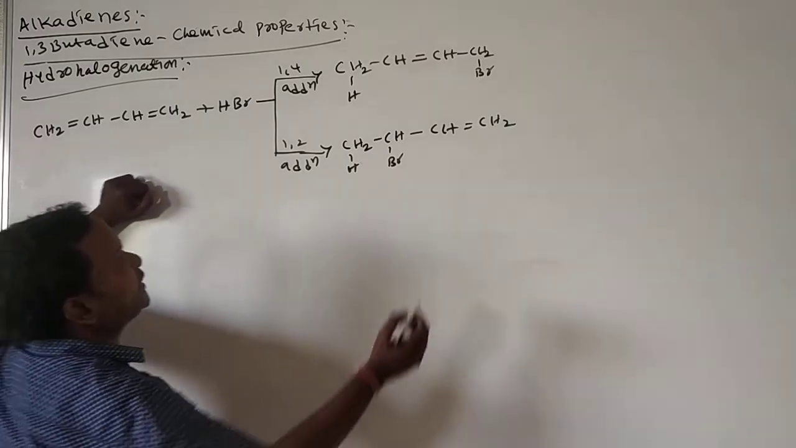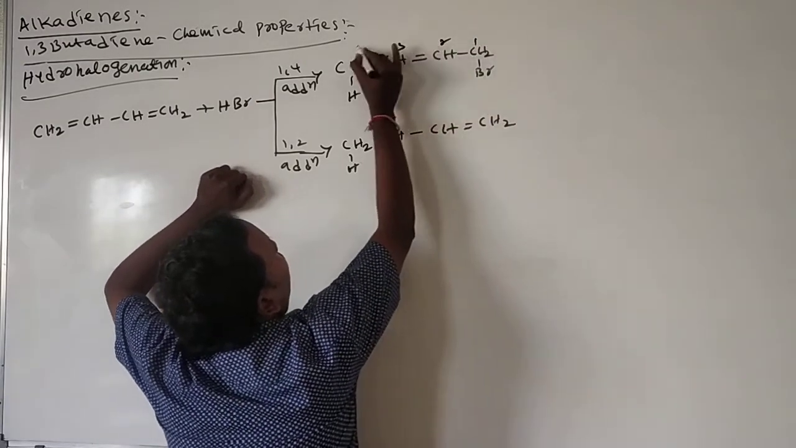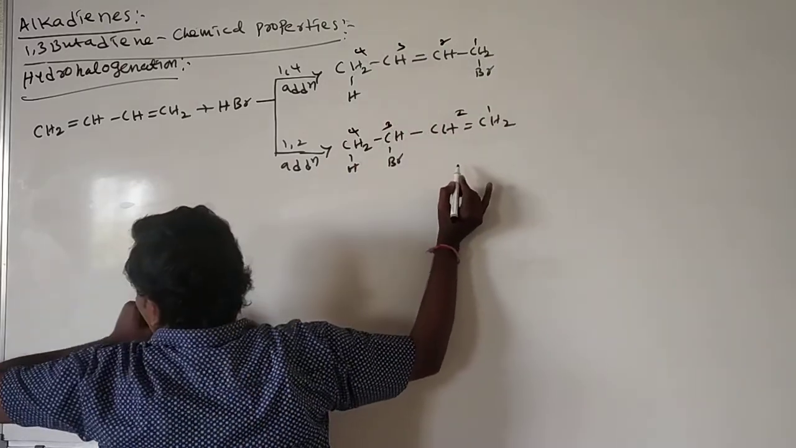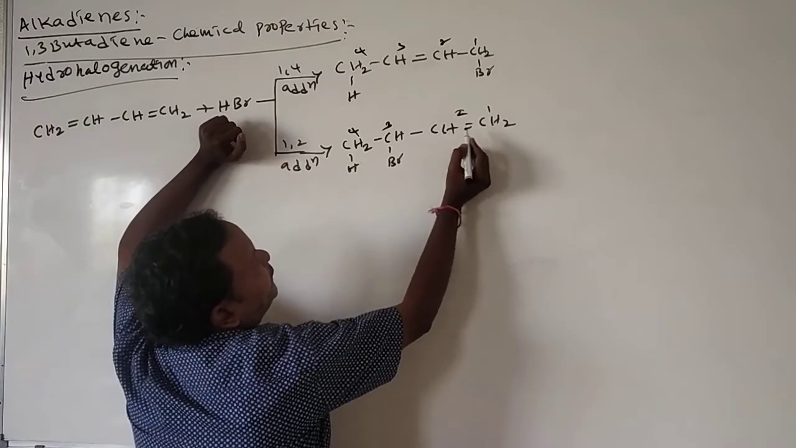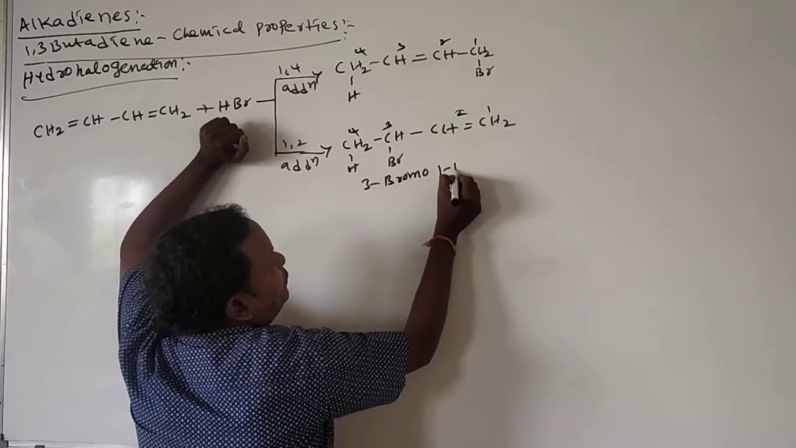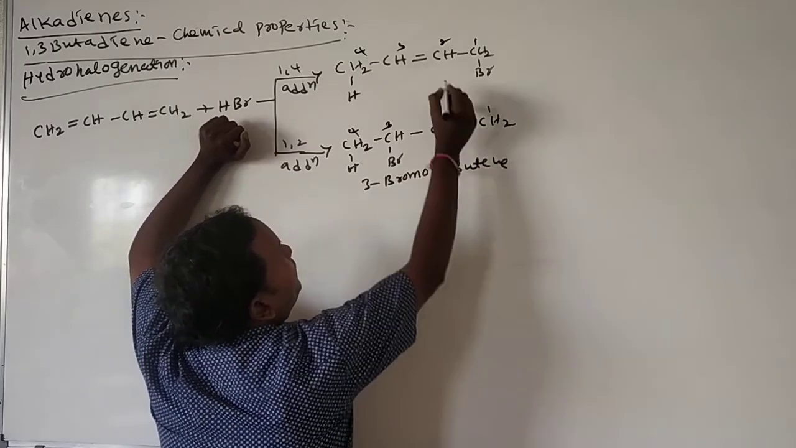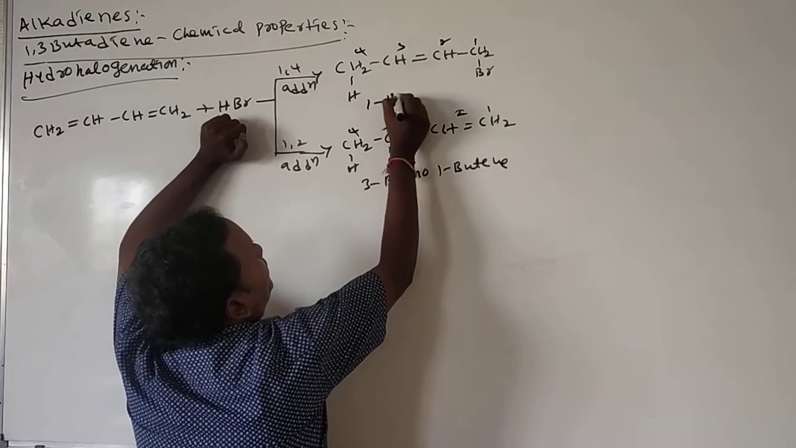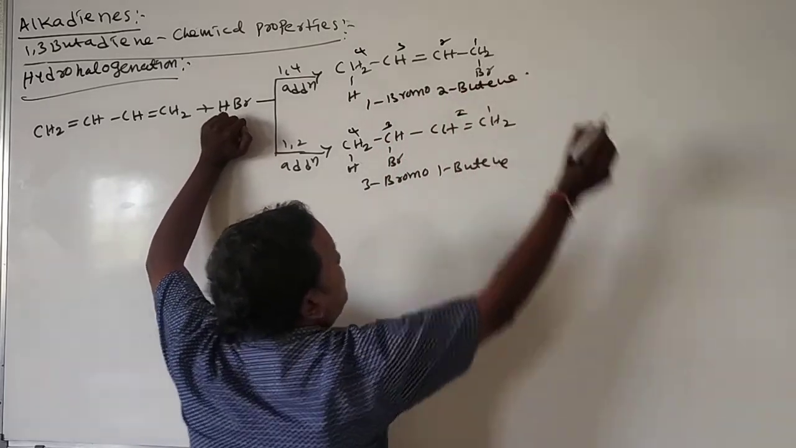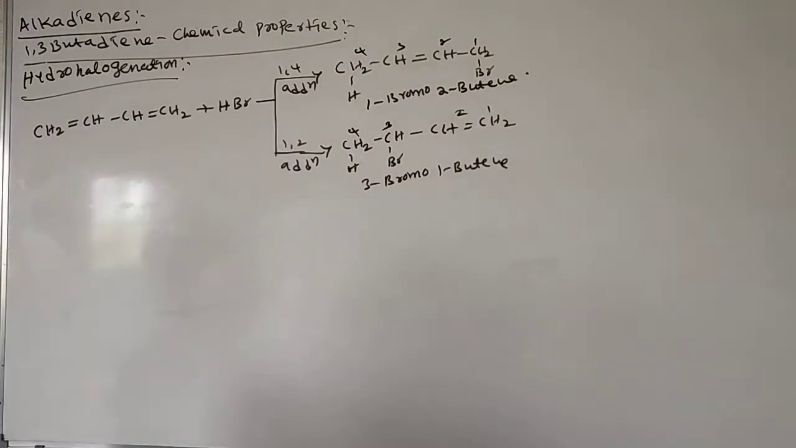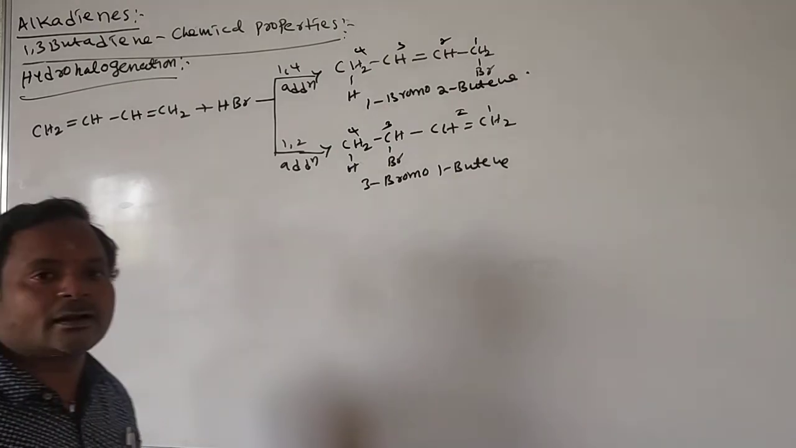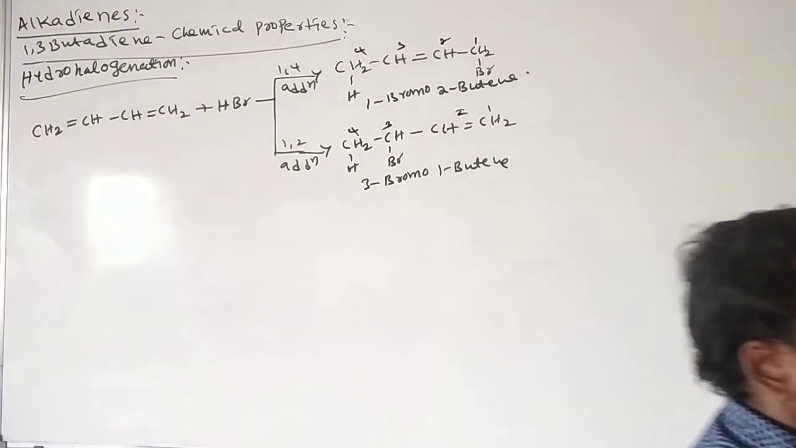What is the IUPAC name of this molecule? 1, 2, 3, 4. This is 3-bromo-1-butene. This one is 1-bromo-2-butene. So 3-bromo-1-butene and 1-bromo-2-butene are formed. This is called hydrohalogenation reaction.